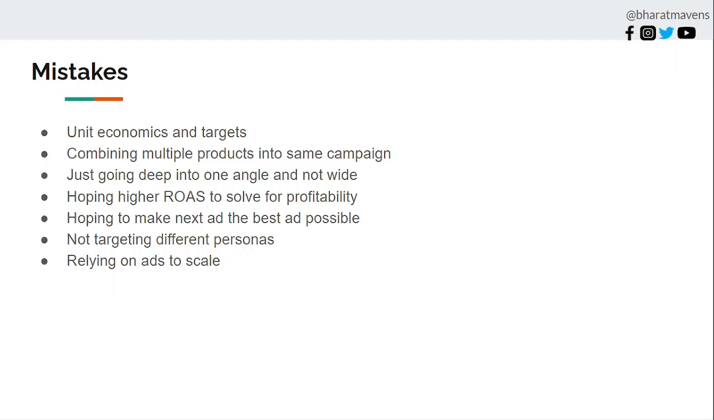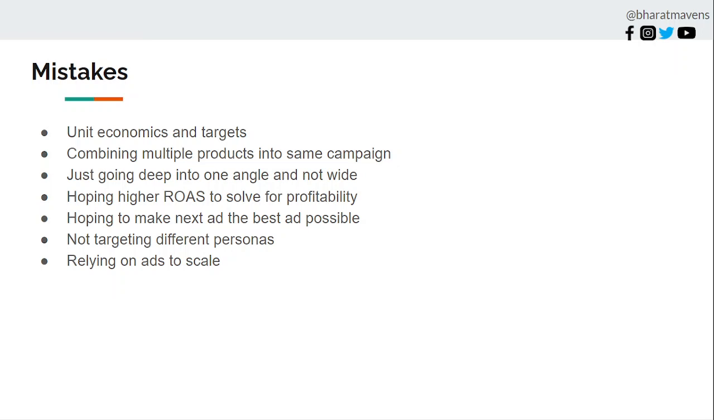Relying on ads to scale is a very, very bad strategy. That I'll scale when my ads start working, or when my ROAS starts getting higher, is a bad strategy. You should be building an ecosystem where ads function. You should be also doing influencer marketing. You should be also doing content marketing. You should be also doing founder-led marketing, events and everything, sponsorships. Not just rely on ads to scale.